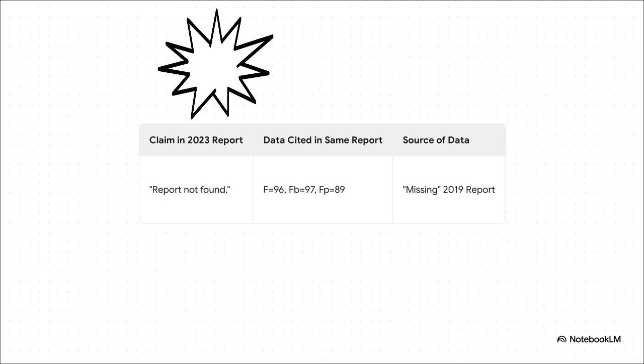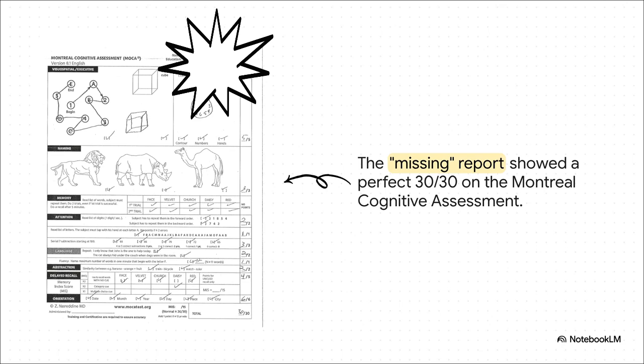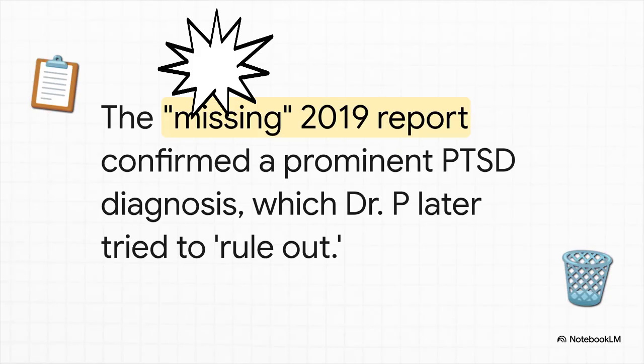It makes no sense. And this really shows you what he chose to leave out. The so-called missing file had a perfect 30 out of 30 score on a cognitive assessment. This test measures memory, orientation, all that good stuff. A perfect score is objective proof of a clear mind, the exact opposite of a poor historian. And the omissions just keep coming.